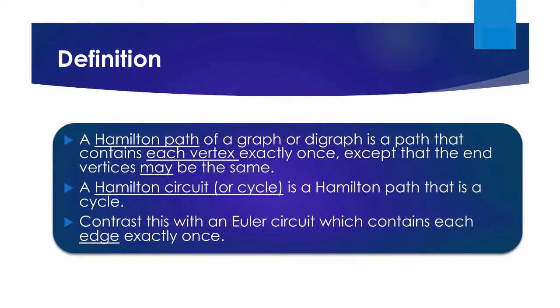A Hamilton path of a graph or digraph is a path that contains each vertex exactly once, except that the end vertices may be the same. A Hamilton circuit or cycle is a Hamilton path that is a cycle. Contrast this with an Euler circuit, which contains each edge exactly once. Now we are reviewing those concepts and linking them to the traveling salesperson problem.